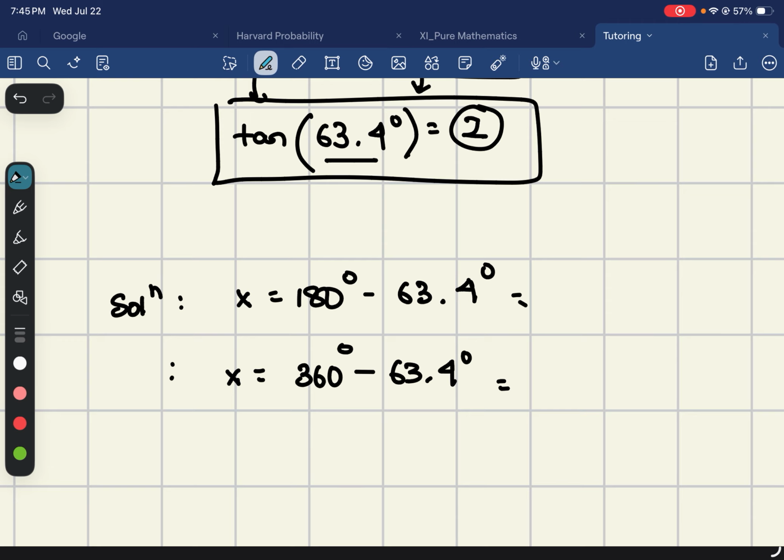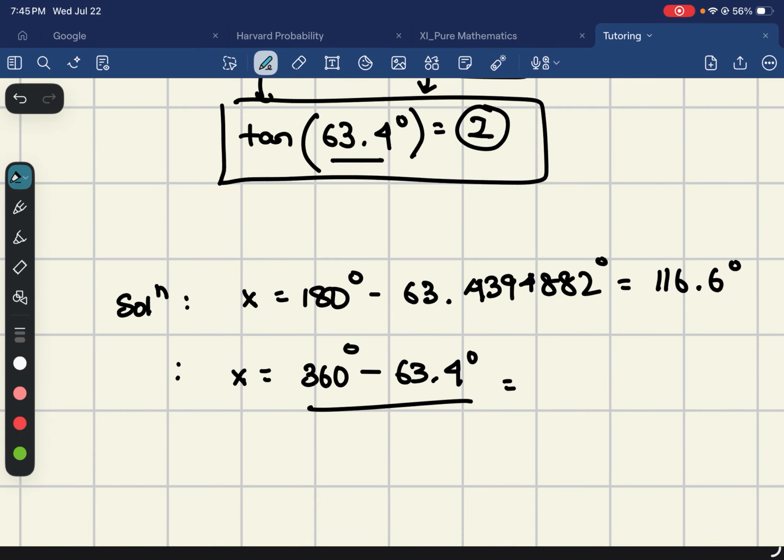And if you do so, you get 116.6 degrees. If you use the whole thing, 63.434, whatever, and you add it to 180, you get this expression, so you get 116.6 degrees. And the other solution, if you use the whole thing, you're going to get this.